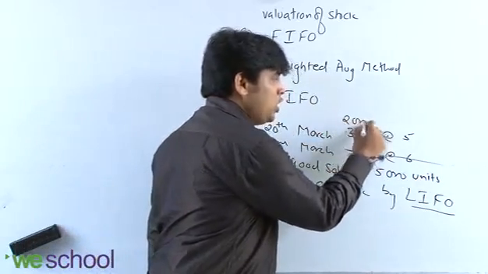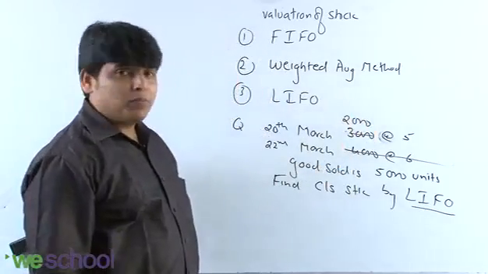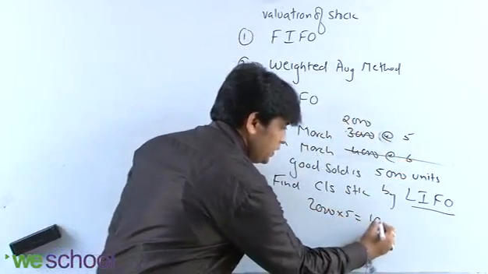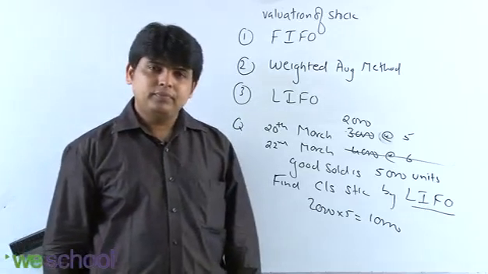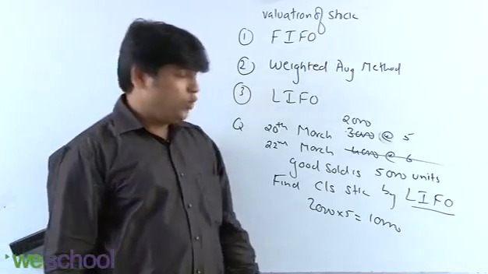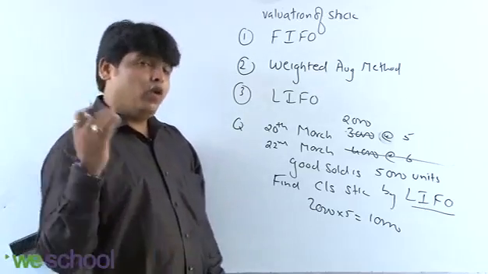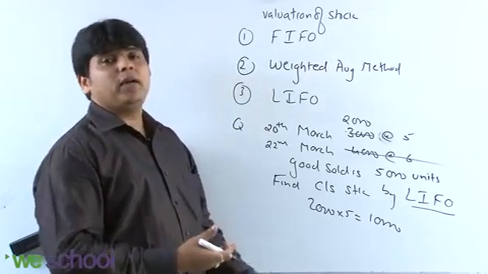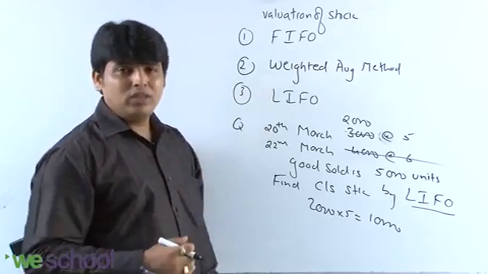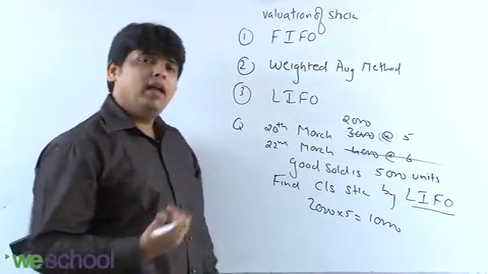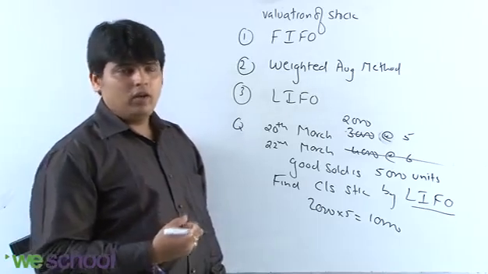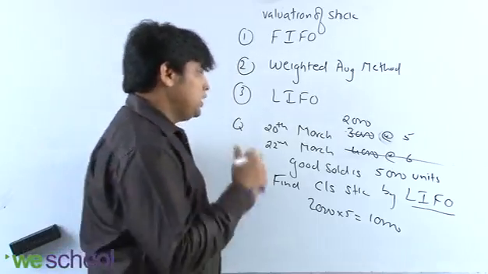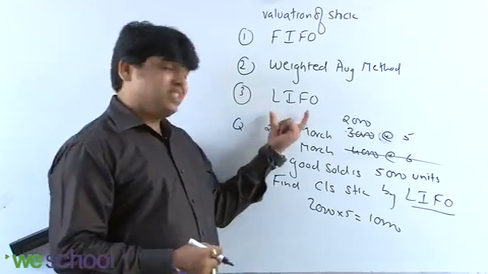So what is the remaining stock? Sir, 2,000. So what is the closing stock as per LIFO? 2,000 into 5 is equal to 10,000. So simple, right? Because you understood the concept very nicely, you have done the chapter very nicely. Kudos to you people, that makes my efforts fruitful. Chalo, we'll move on to the next example for the same.